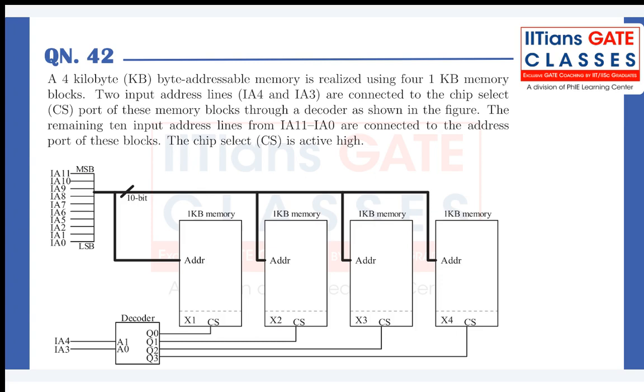A 4 kilobyte byte addressable memory is realized using four 1 KB memory blocks. Two input address lines IA4 and IA3 are connected to the chip select port of these memory blocks through a decoder as shown. The remaining 10 input address lines from IA11 to IA0 are connected to the address port of these blocks. The chip select is active high.